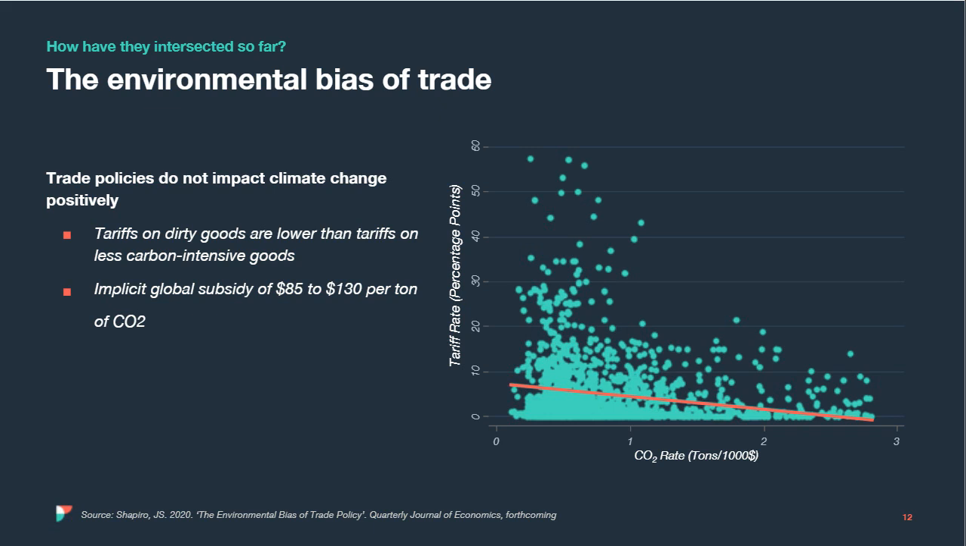And it turns out exactly the opposite happens. They're charging higher tariffs on clean goods and lower tariffs on dirty goods. So if you look at this graph, when you go to the right, we've got the most energy-intensive goods with the highest carbon emissions rate. And those have the lowest levels of protection, the lowest tariffs. And when you go on the left, those are clean goods that emit very little carbon per dollar of output, and they have very high tariffs.